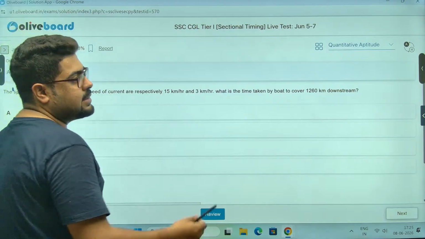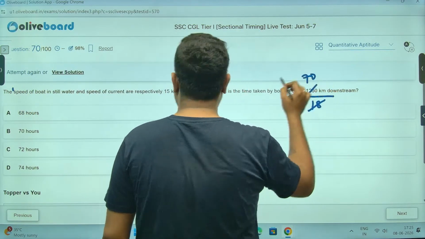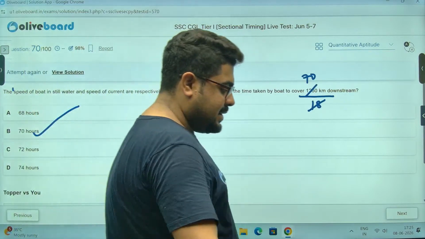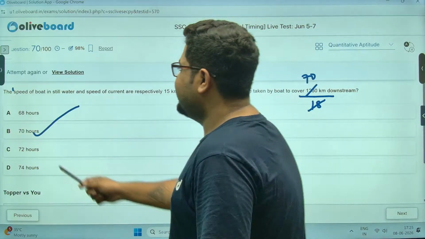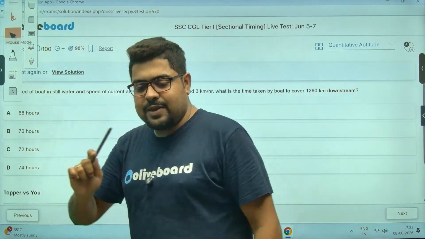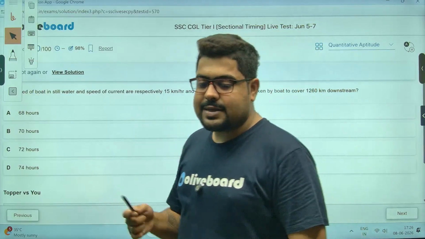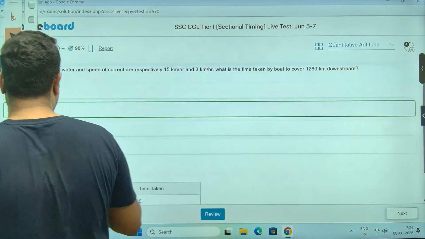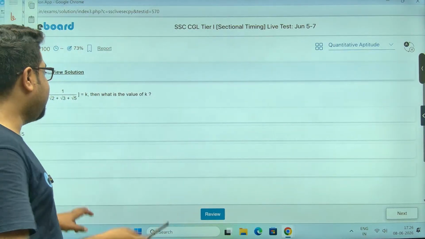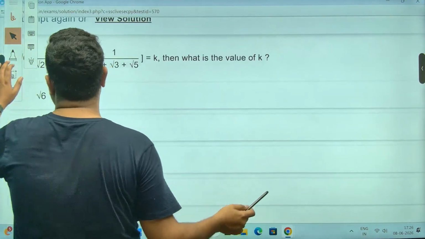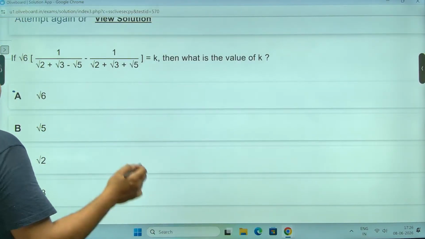15 and 3. Downstream meaning 15 plus 3, 18. 7, sir. 70 hours. Option B is the answer. Again, if it takes more than 10 seconds, then you need a lot of practice. But please understand one thing we always miss is the time that we take to read the question. You must become faster in this. Reading habit. Kapil sir tells you guys, every English teacher always says, build reading habit. I'm telling you, that is not only for English. It is required in every kind of subject.